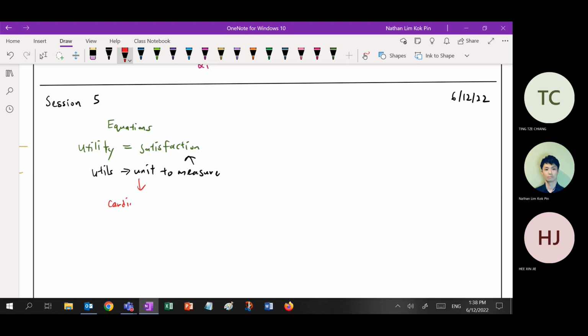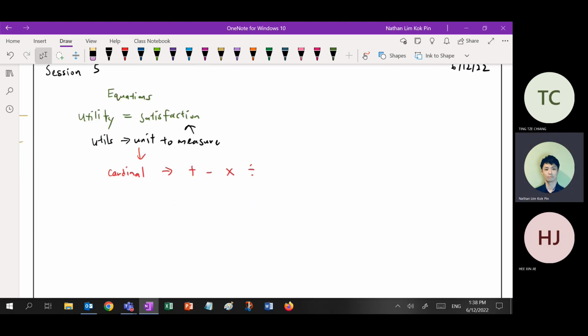Cardinal means we can add, minus, multiply, and divide. That's why you have all this, the table stuff, then you have to draw the diagrams and stuff, right? Because we are using the cardinal approach. Cardinal approach means cardinal numbers. Cardinal numbers means 1, 2, 3, 4, 5, 6. The one that you do in maths is all cardinal, 1, 2, 3 until 100, 1000, 1 million. That one is cardinal numbers, right?